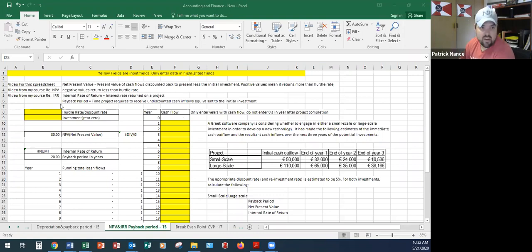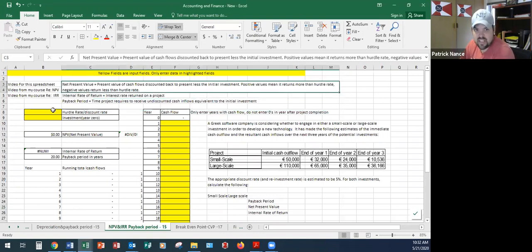A net present value is the present value of the cash flows, the future cash flows discounted back to present. And then the word net is in there because you also subtract out the initial investment. A positive NPV means that you have returned more than the hurdle rate. A negative value would mean you return less than the hurdle rate. If you get a value of exactly zero, which is pretty rare, but it could happen, that would mean you're returning exactly your discount rate or your hurdle rate.